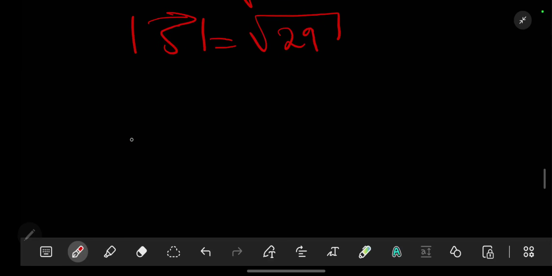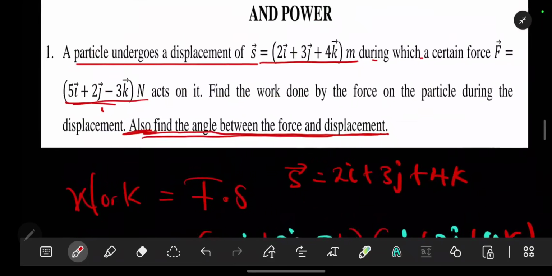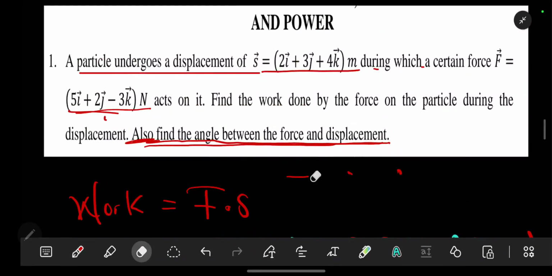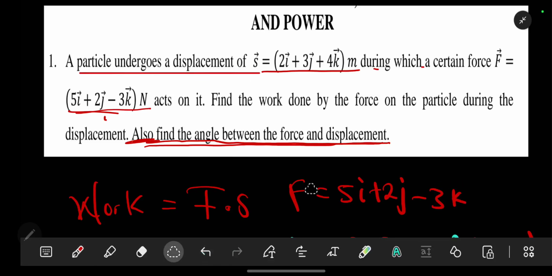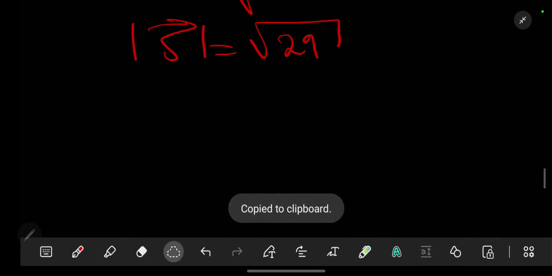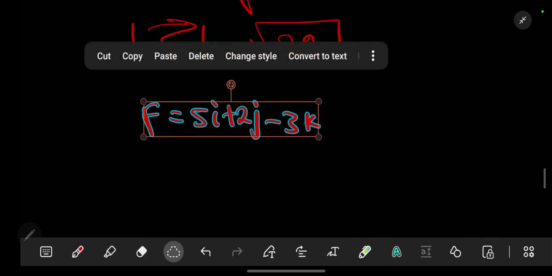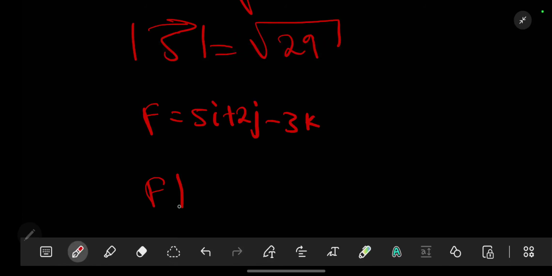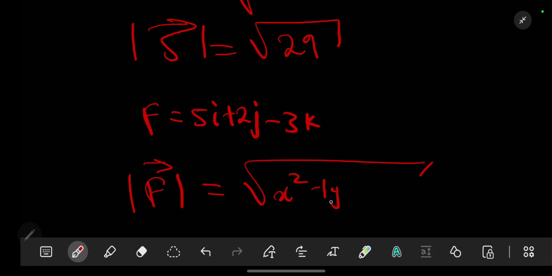Then the magnitude of our other vector, let me write it again. We have f, which should be equal to 5i plus 2j minus 3k, like that. Let's find the absolute value. So the magnitude of f should be equal to the square root of x squared plus y squared plus z squared.